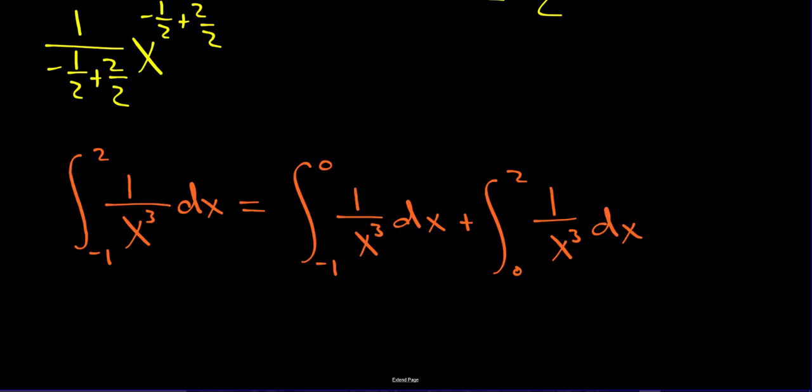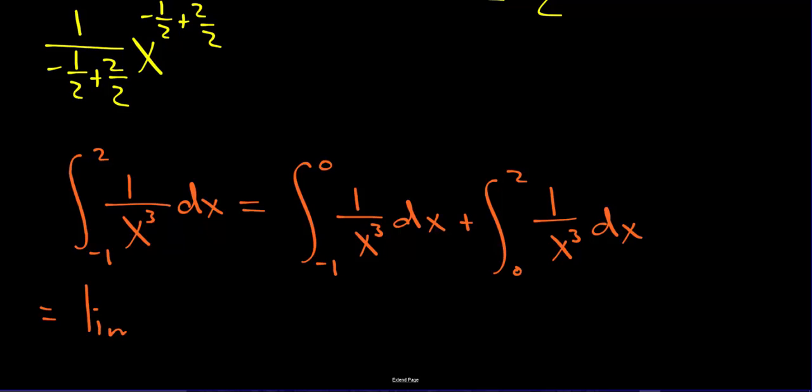Okay. So that's what we do. That's how we set that up. So we break it apart at the part where we have something that's going to give us problems. And that problem is 0. Now, after I do that, now I've got 2 integrals on my hands and I have to deal with those.